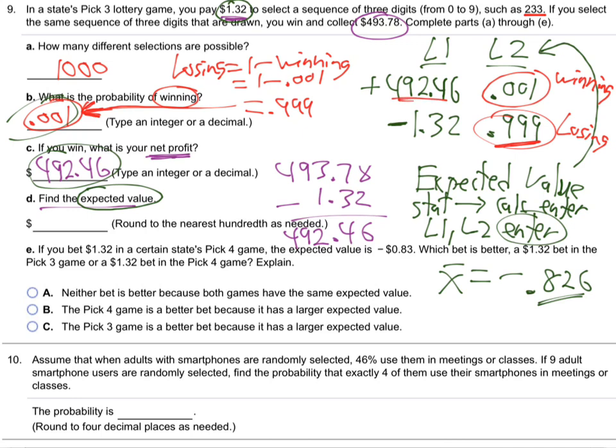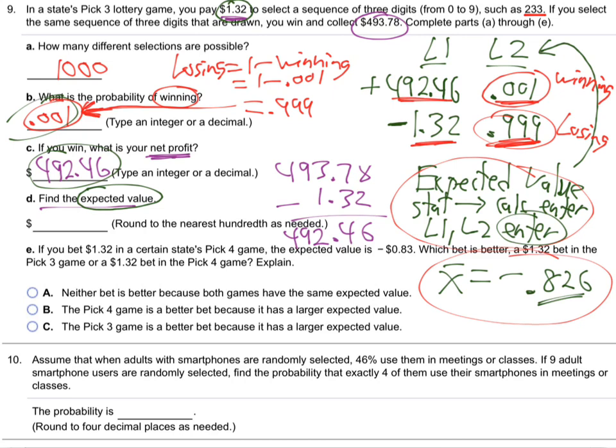So if you win $492.46, the chance of that is 0.001. If you lose $1.32, the price of your ticket, the chance of that is very likely 0.999. See what I'm doing there? I'm putting in the amount we win or lose and the chance of it. And then you just let your calculator do the work.